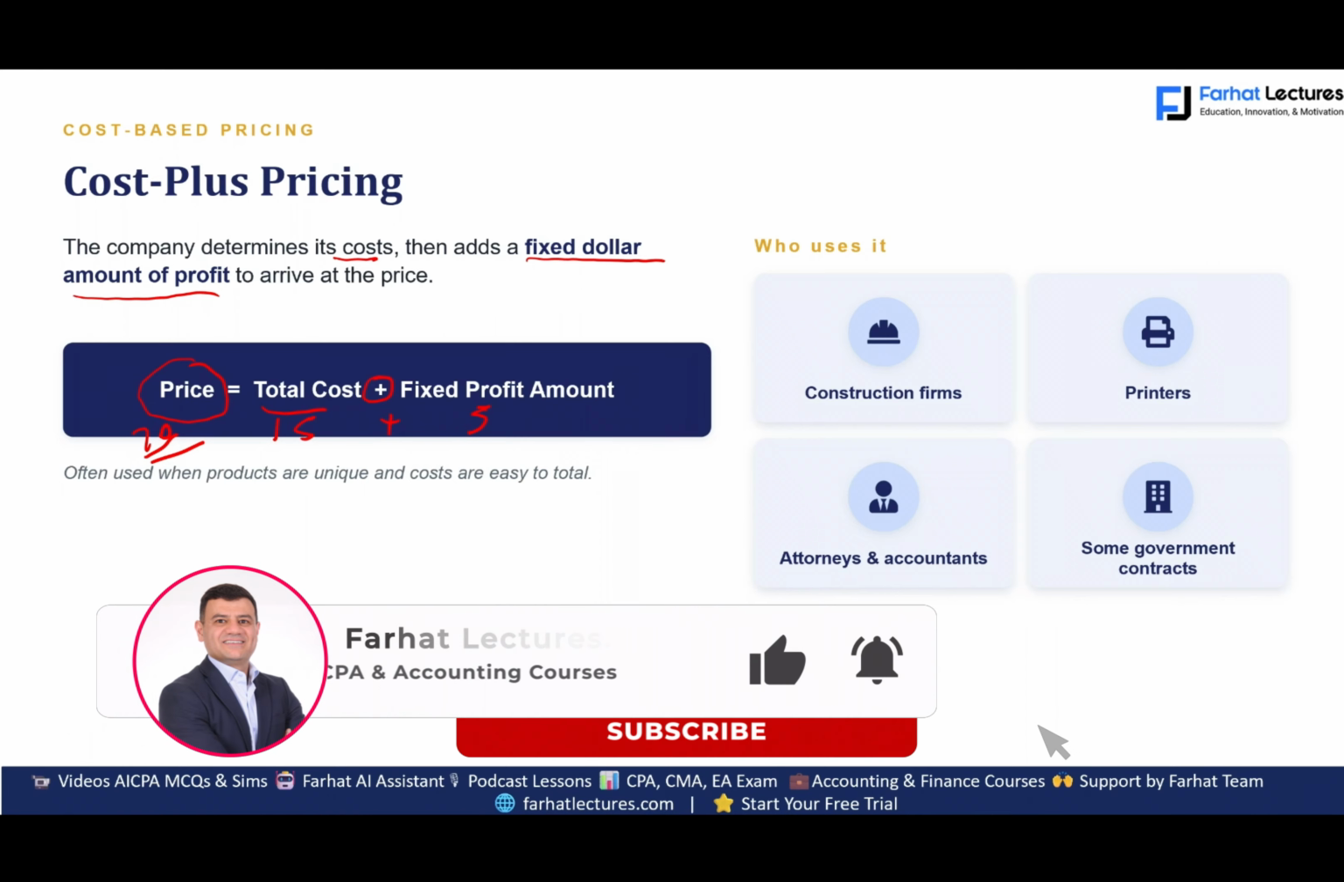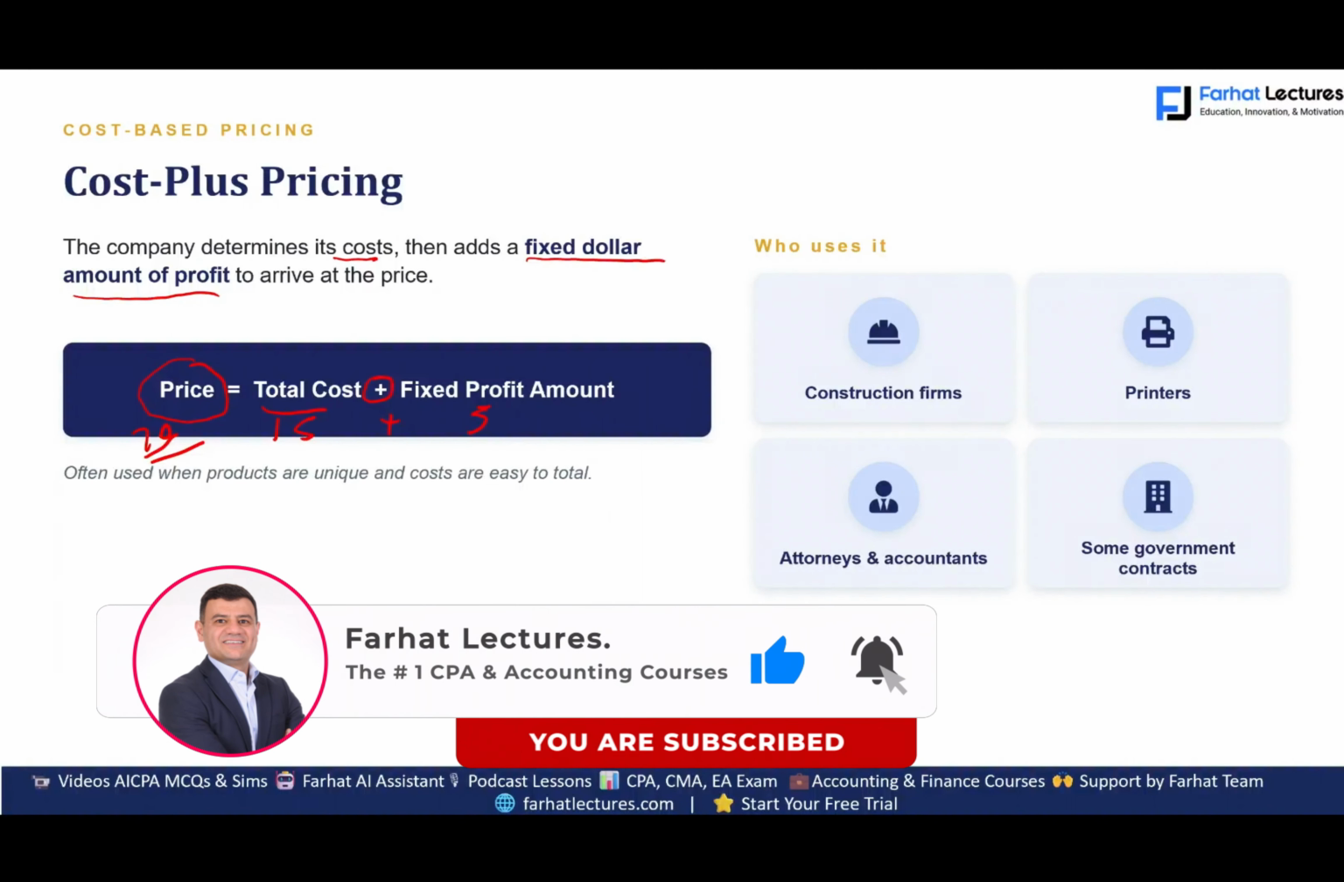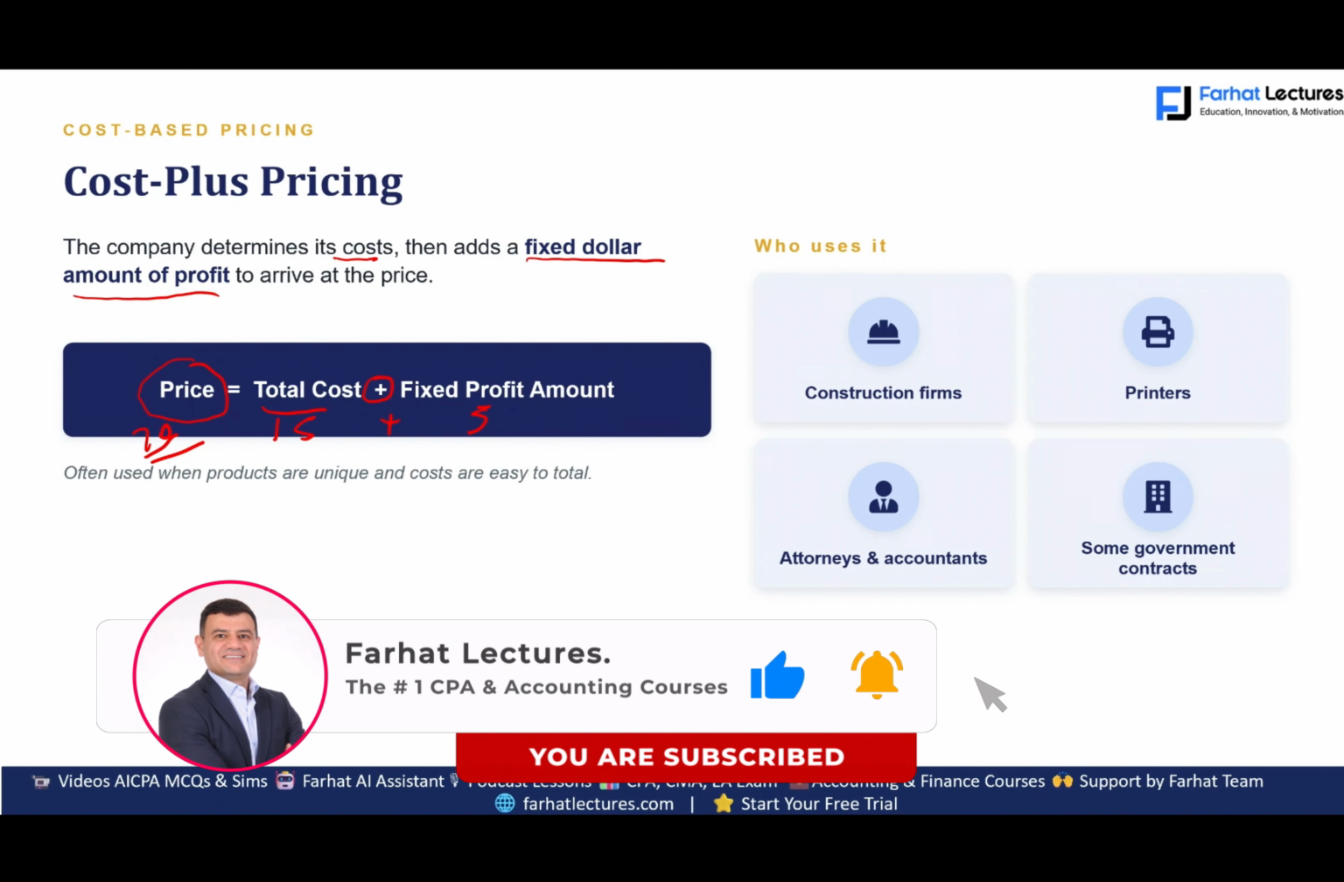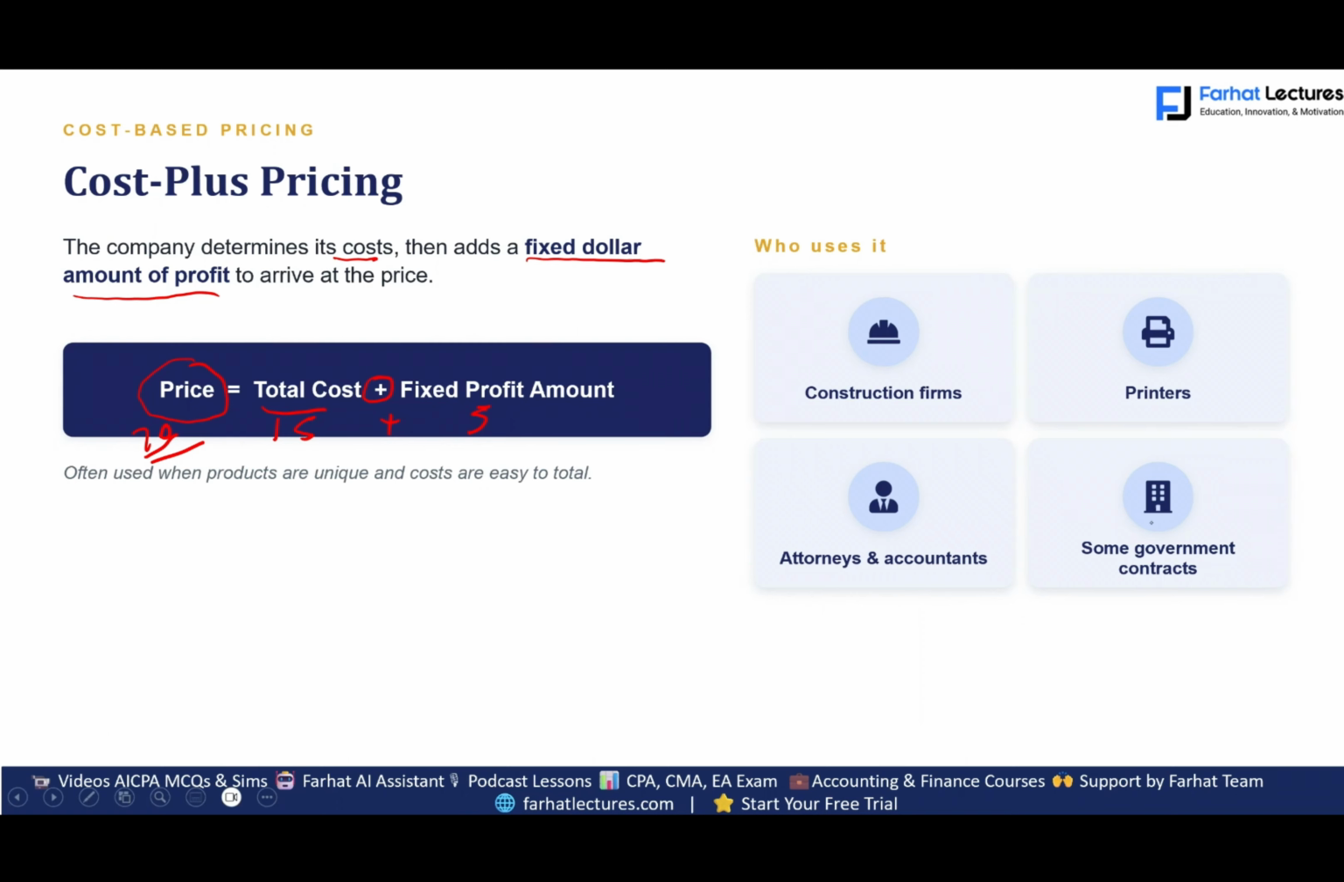Now, who uses this method? This method, cost plus pricing, you will see often in some government contracts. Let's think about companies like Lockheed Martin and Boeing. They contract with the government for defensive work. Often those contracts are written as cost plus, where the contractor, like Boeing or Lockheed Martin, is reimbursed for their cost, then they get paid a fee on top of that, which is their profit.